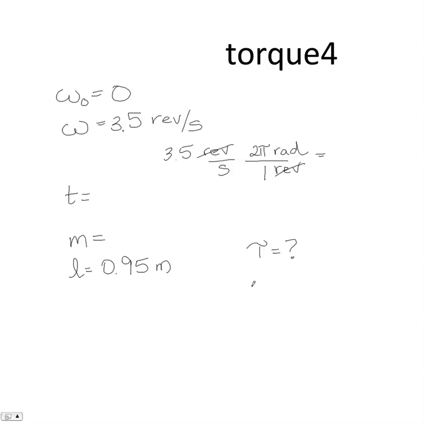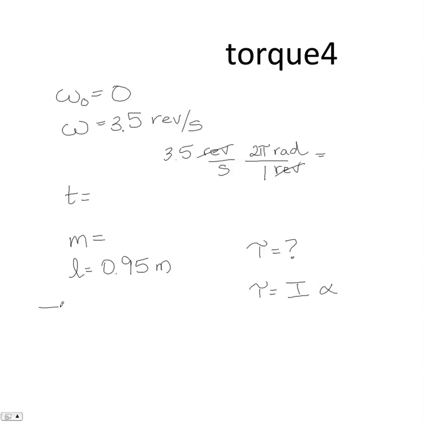And so we look into our bag of tricks, and the only equation we have with torque in it is torque equals I alpha. And that means that we have to have I and we have to have alpha to calculate the torque. They didn't give us either one, but that's okay because we can calculate them. So let's calculate I first.